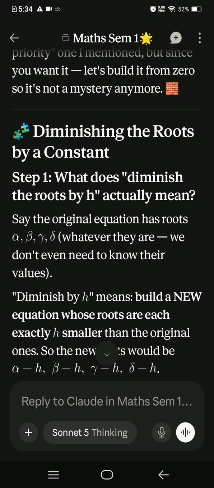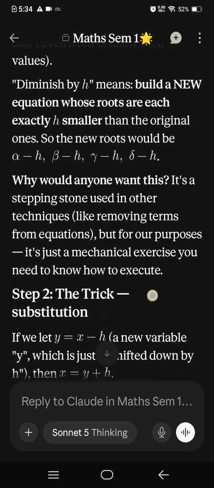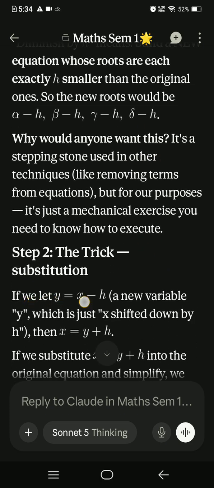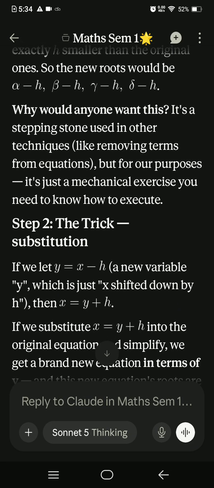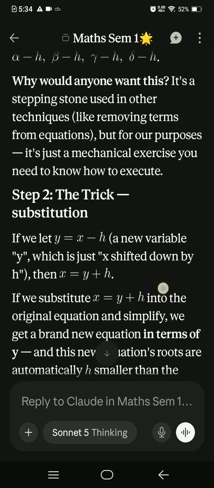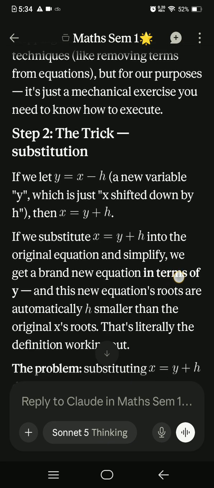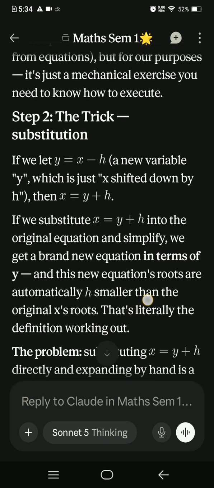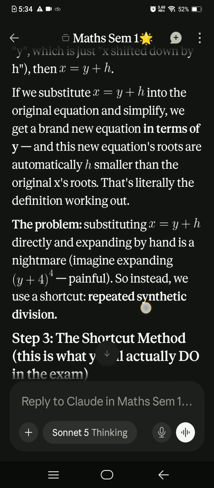So we had these roots and we need an equation with roots diminished by h. So now the trick, if we let y equals x minus h, a new variable y which is just x shifted down by h, then x equals y plus h. If we substitute x equals y plus h into the original equation and simplify, we get a brand new equation in terms of y, and this new equation's roots are automatically h smaller than the original x's roots. That's literally the definition working out.